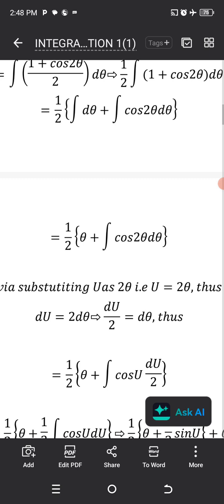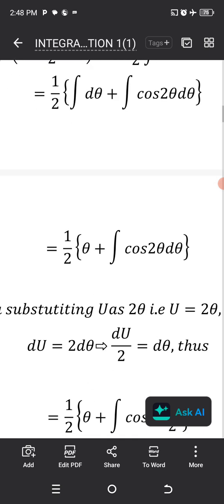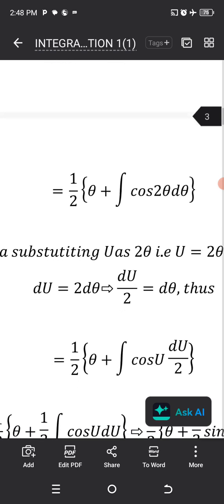We can actually integrate d theta, from the first video of this YouTube channel, where I showed you the integration formula. So applying the direct integration formula, you're supposed to be able to know by now that integration of d theta will eventually give you theta. So that was why we're having in that line 1 over 2 open brace theta plus integral of cos 2 theta d theta.